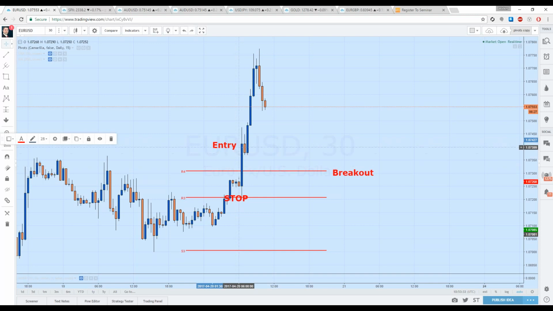However, waiting for confirmation, we would have entered away from our R4 line.